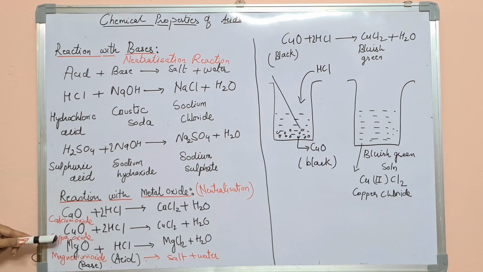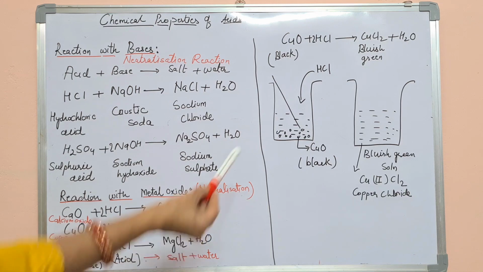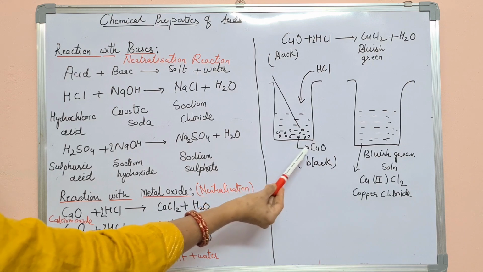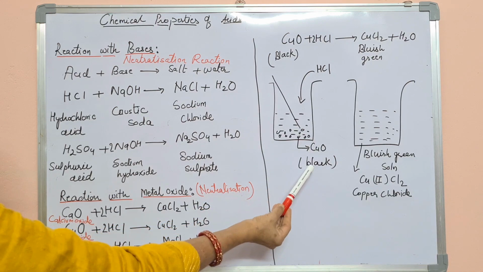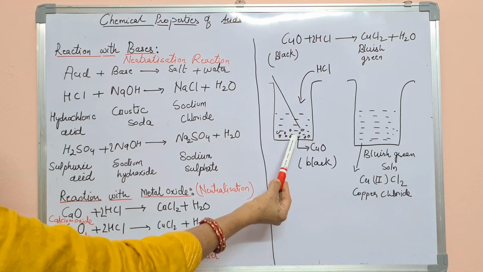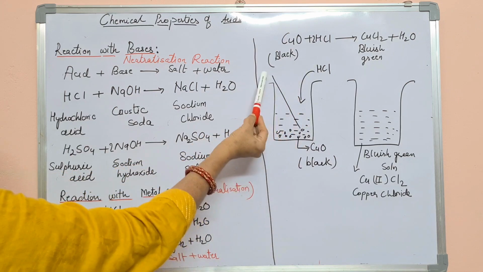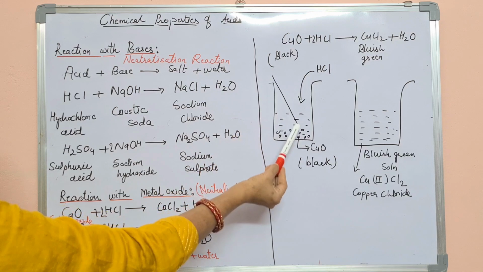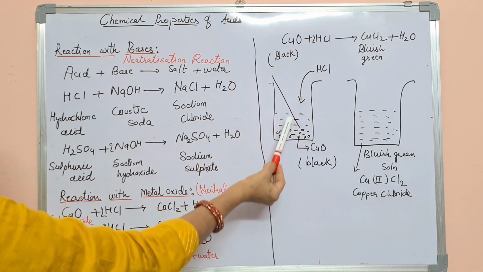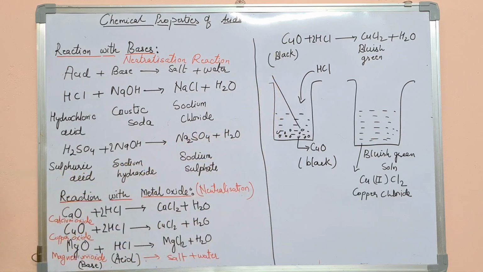In order to explain this reaction, I am going to explain one activity also. See this activity, that in this beaker we have taken copper oxide. This copper oxide is of black color. The particles are of black color. This is the glass rod, in order to stir the solution. In this, HCl is added. So reaction takes place like this.